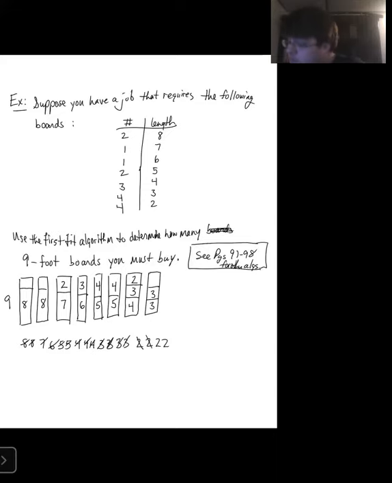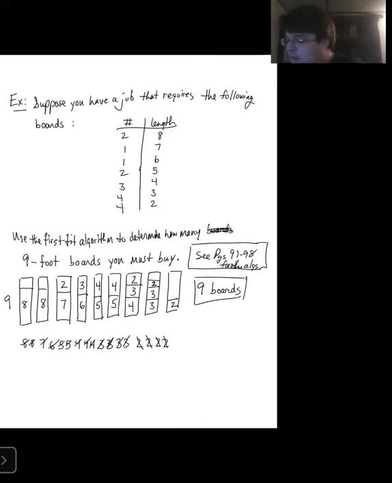And we have 2 more 2s. Notice only one of them is going to fit there. And we're left with 1 extra foot there. And we're going to need another board to fit that last 2 on. So here, how many boards must we buy? Using this algorithm, 1, 2, 3, 4, 5, 6, 7, 9 boards.